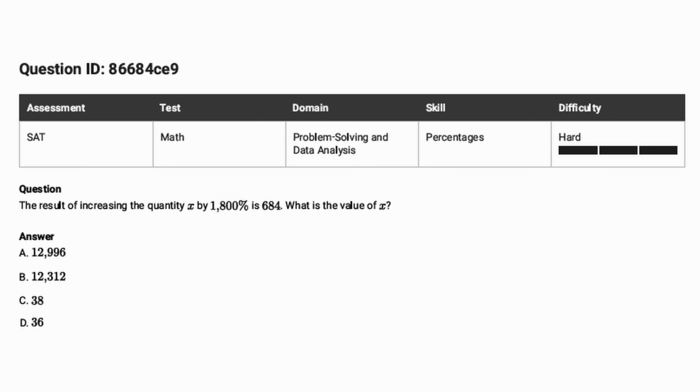So 1.2 times 60 equals 72, and that's why our answer is 72 here. Now we have a question. This is actually a hard question according to College Board. Let's go ahead and look at it. The result of increasing the quantity x by 1800% is 684. What is the value of x?